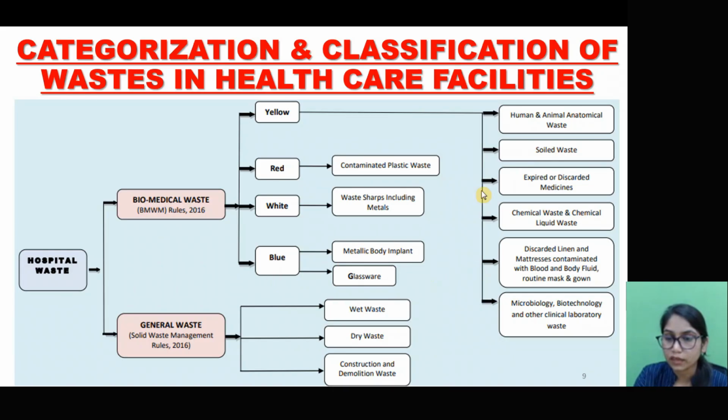Okay. So here you can see in the yellow one, human and anatomical, and this type of waste will also be coming in the yellow in different containers. Okay, and there will be proper labeling, like which waste is in this container, right? So labeling should be there. And now, coming on the general waste. So here the wet waste, dry waste, and construction.